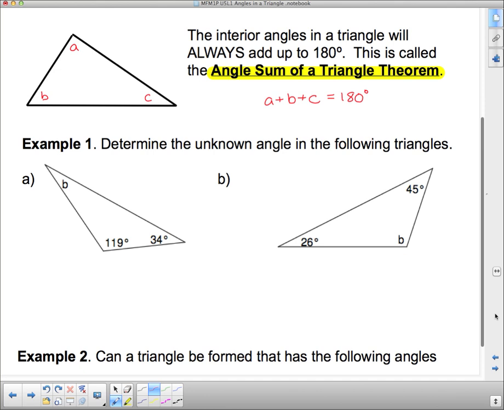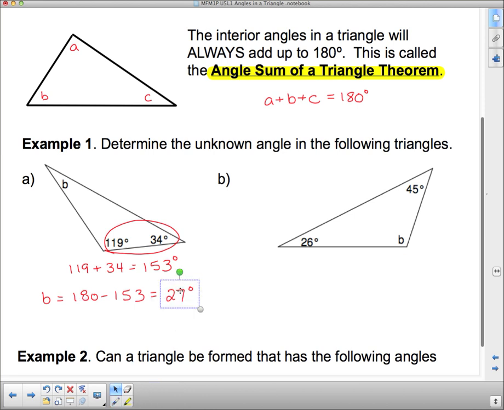Determine the unknown angle in the following triangles. All right, well, I know it has to add up to 180 degrees. So this plus this plus this has to equal 180. Well, how much do I have in the two known angles? I get 119 plus 34, and that's going to equal 153. The rest of that 180 degrees has to come from B. So I do 180 minus 153, and 180 minus 153 is 27. So this angle up here, B, has to equal 27 degrees.